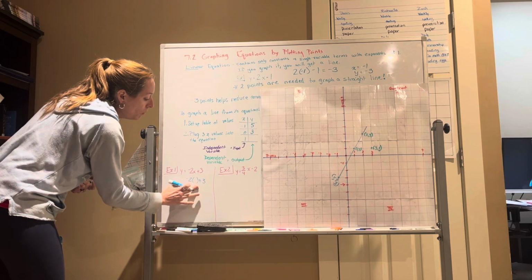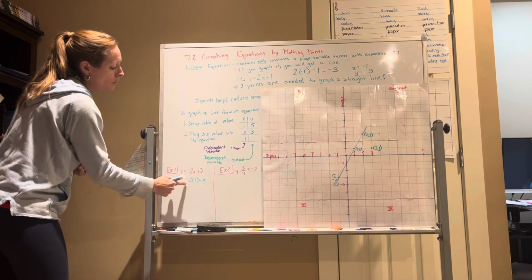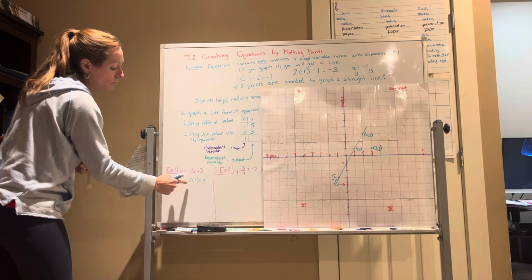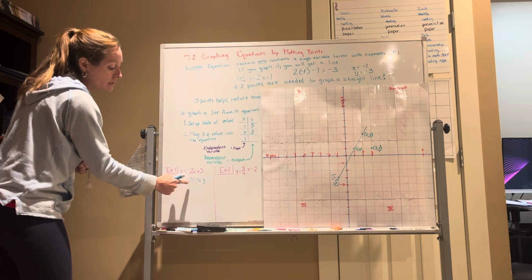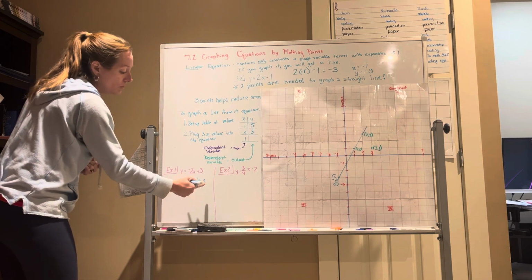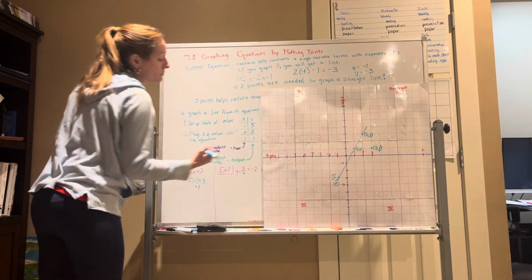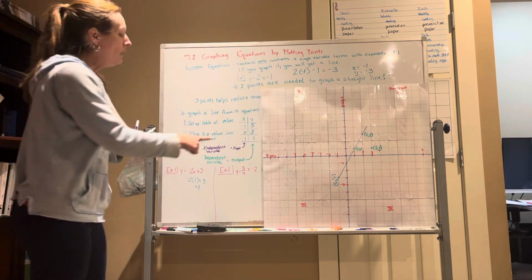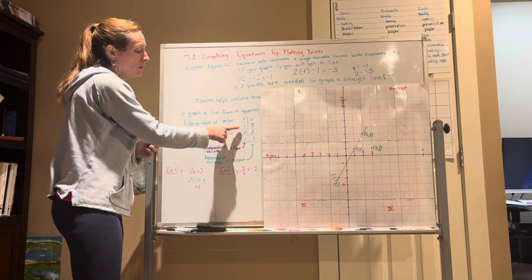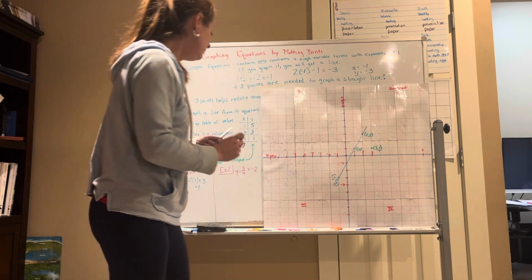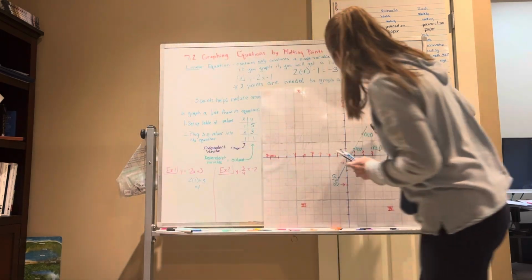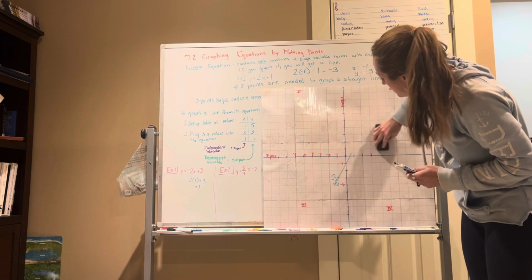Now we're going to plug in 1. -2 times 1 plus 3. -2 times 1 is -2. Plus 3 is a +1. So we get 3 ordered pairs. -1, 5. I'm going to erase this.